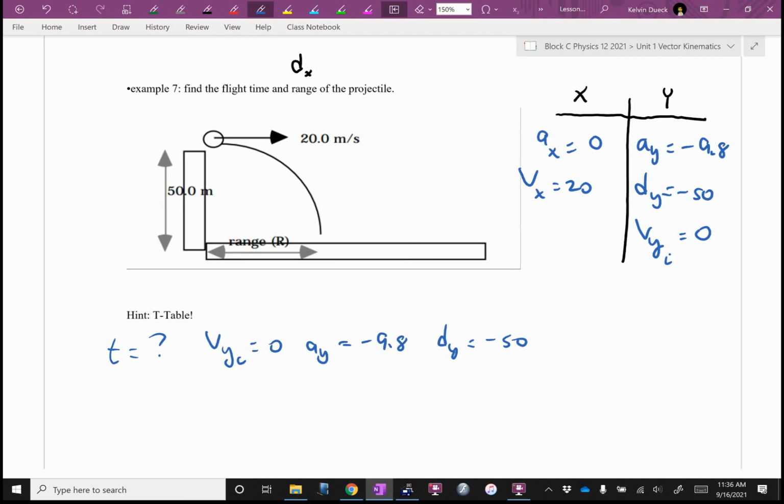Vi is 0. So we can go straight to d equals at squared over 2.